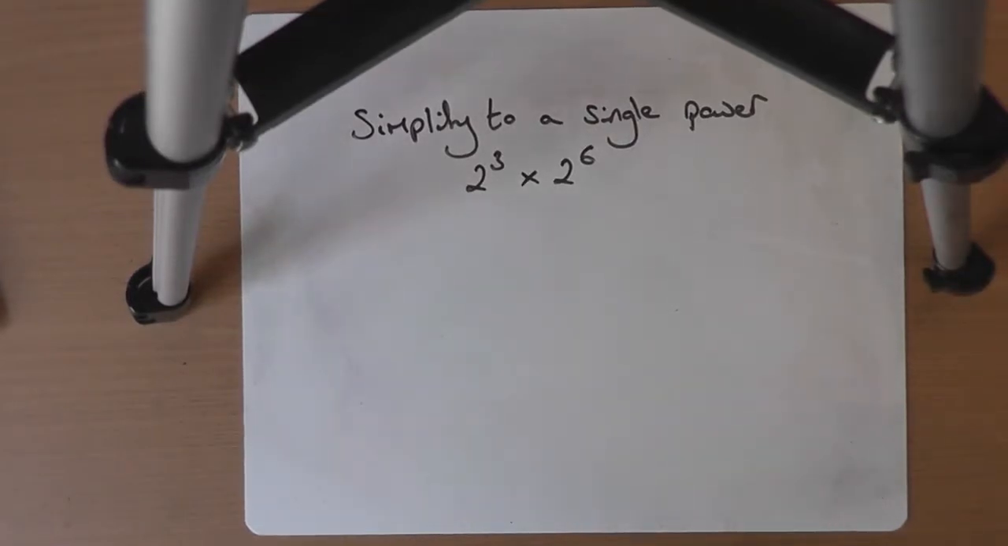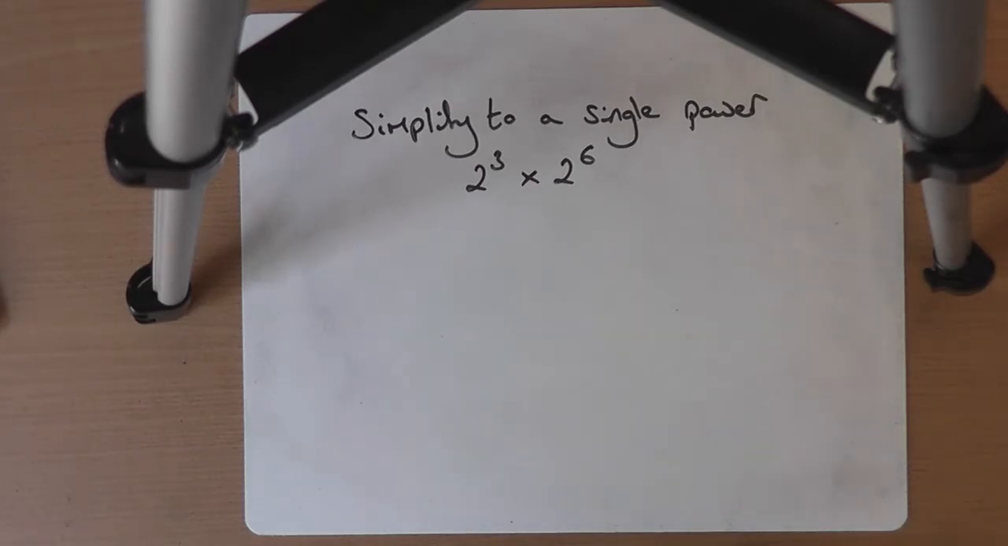Now the final type of powers question to work with is one that looks like this. Simplify to a single power. And then, for example, 2 cubed times 2 to the power 6. First thing to notice about these, we've got the same base number. We're dealing with powers of 2 in the first part, and we're dealing with powers of 2 in the second part. That's important.